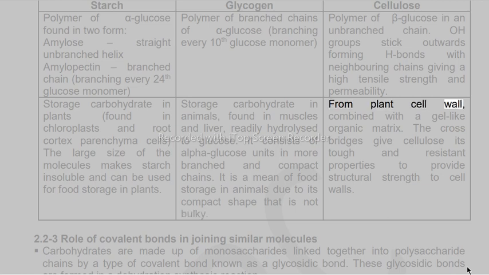Cellulose forms the plant cell wall, combined with a gel-like organic matrix. The cross bridges give cellulose its tough and resistant properties to provide structural strength to cell walls.